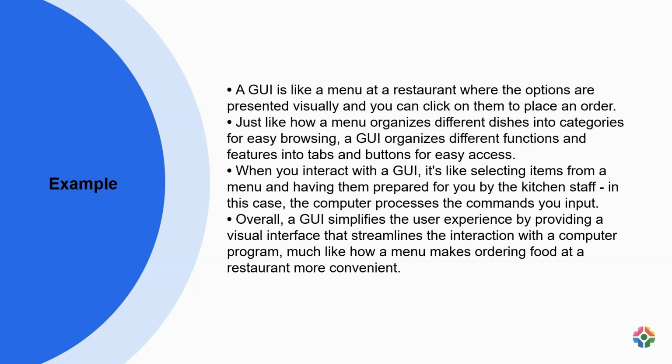When you interact with a GUI, it's like selecting items from a menu and having them prepared for you by the kitchen staff. In this case, the computer processes the commands you input. Overall, a GUI simplifies the user experience by providing a visual interface that streamlines the interaction with a computer program, much like how a menu makes ordering food at a restaurant more convenient.